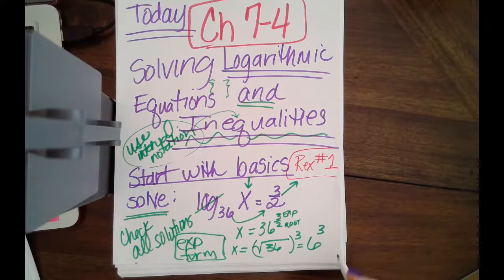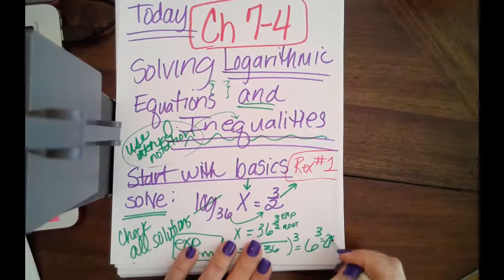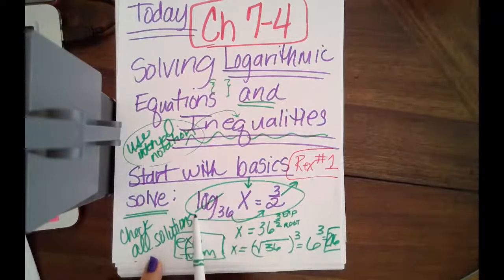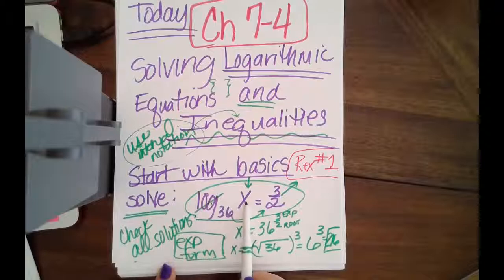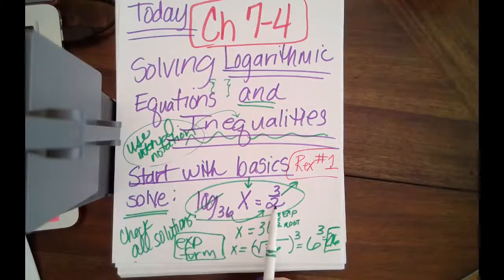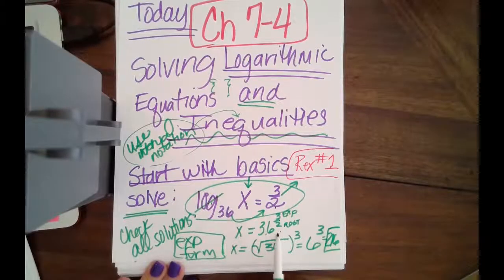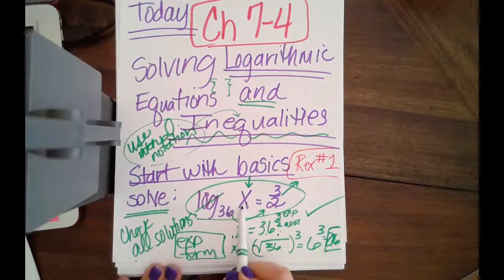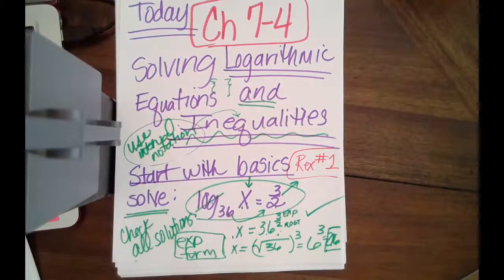Yes, it's 216. So you solved and you said for this statement, log base 36 of 216 is equal to 3/2. In other words, 36 raised to the 3/2 power will equal 216. Well, that's correct. We just proved it. So x equals 216. 216 is not 0 and it's not negative, so we are good to go. So that's your Rex number 1, very, very basic.